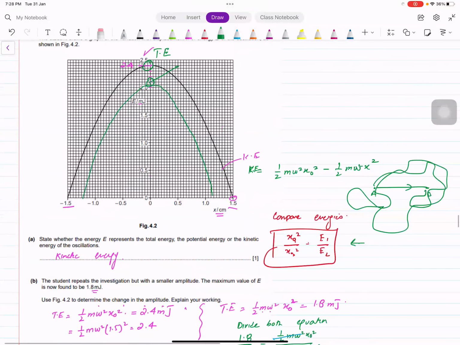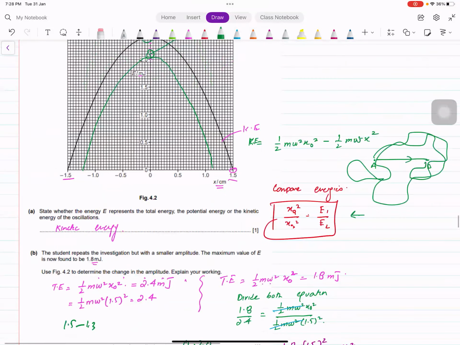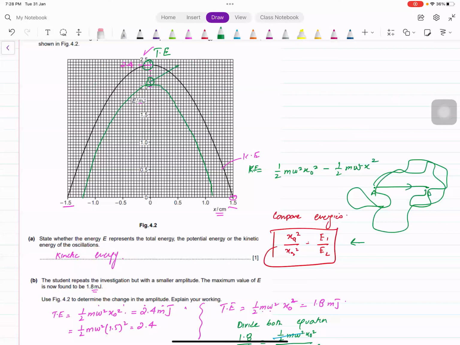Sir, instead of going through that, if total energy is 2.4 millijoules, why aren't we writing 2.4 millijoules is equal to half mv square? It is the same. What I'm saying is the total energy stays the same throughout. You understand? So whether you take potential energy or kinetic energy, the total energy would be the same for both of them. Do you understand? Yes, sir.